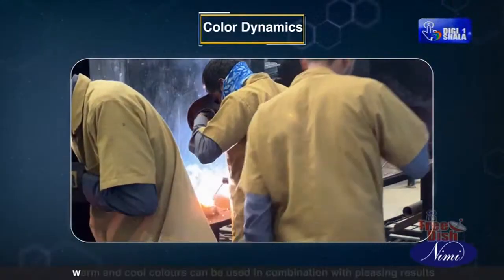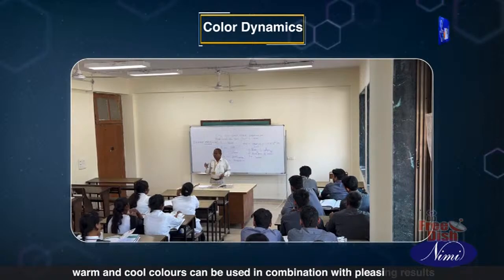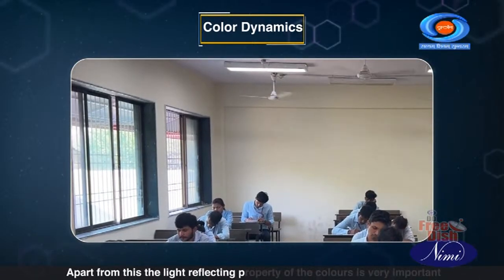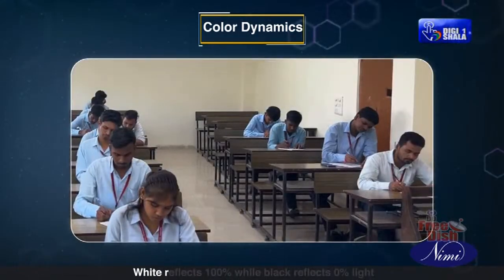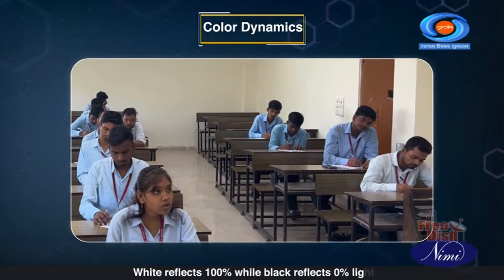Under average conditions, warm and cool colors can be used in combination with pleasing results. Apart from this, the light reflecting property of the colors is very important. White reflects 100% while black reflects 0% light.